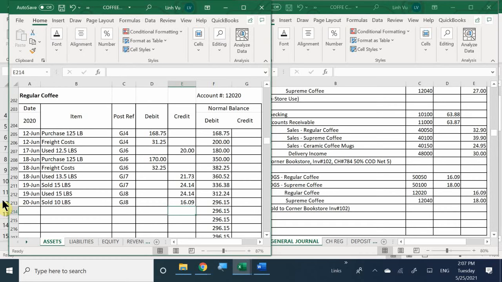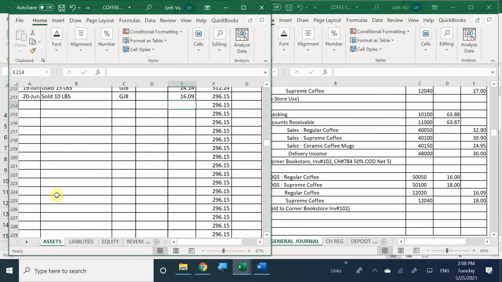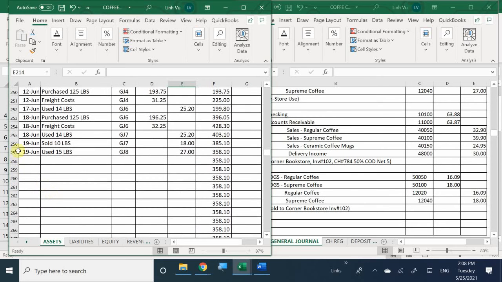Okay. Then we'll go down to Supreme Coffee. It'll be 6/20. Sold 10 pounds. Invoice 102. GJ8 for $18 in the credit. Running balance of 340.10. Yes, 340.10, right? And we know for sure because we calculated 340.10.